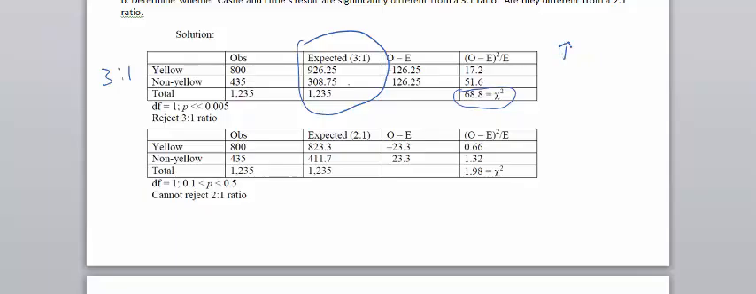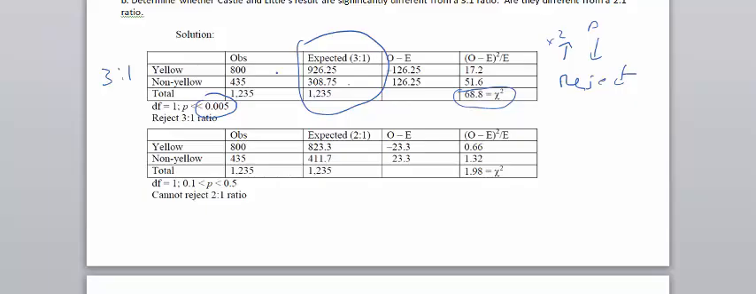So if you get a really high chi-square, chi-square goes up, p-value goes down. So you're going to have a really, really low p-value. And I'll let you go back to the table, but it's less than 0.005. So we really reject this one at a very low p-value.